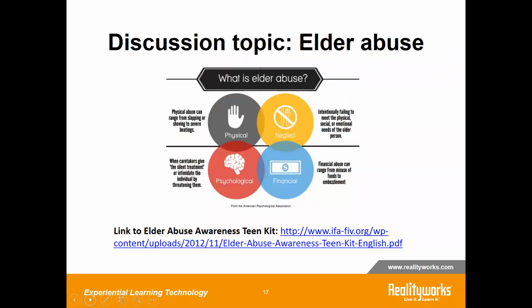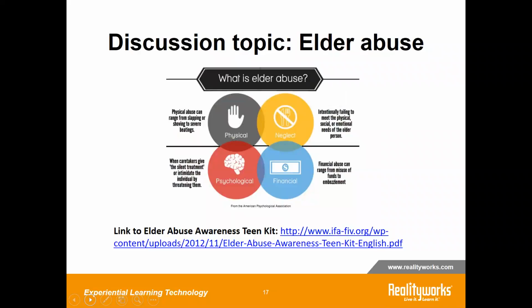Another discussion topic that we recommend exploring is that of elder abuse. Defining just what that is and how to prevent it is very important because, of course, awareness is the first step in preventing this heartbreaking thing from occurring. And there are many free resources available online about this topic. There's even an annual World Elder Abuse Awareness Day.